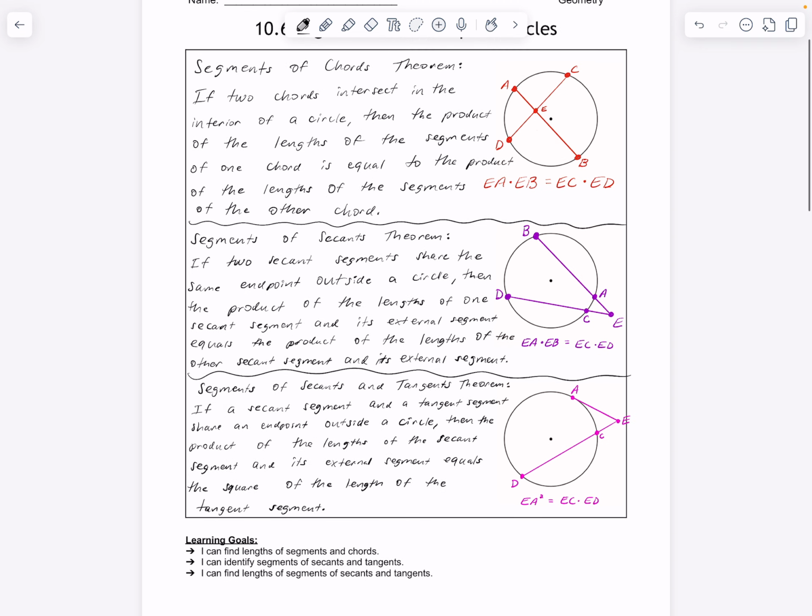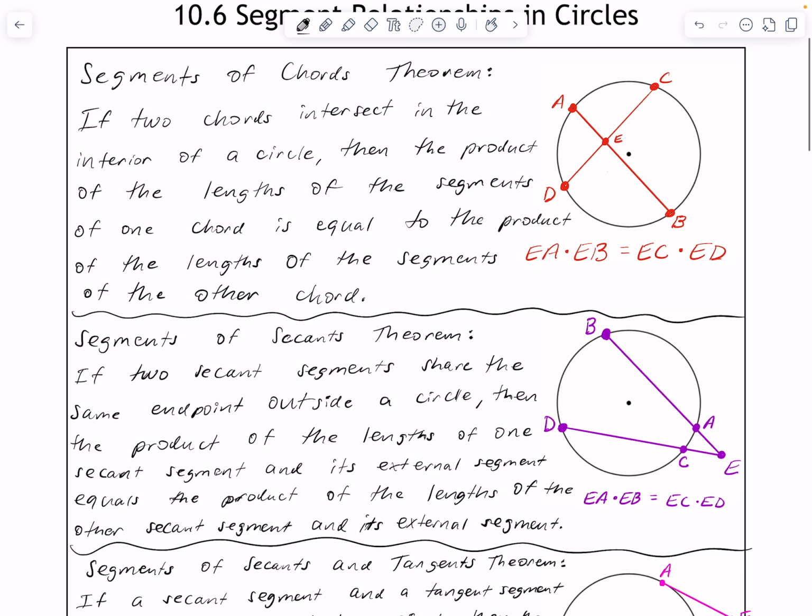So the first one is the segments of chords theorem. You can see here that if I have my chords AB and chords DC, all right, if they intersect on the interior of the circle, then I can say that each segment of the chord multiplied together, so the product of those two, will be equal to the product of the other 2 segments of the other chord. So you can see here I have EA times EB equals EC times ED. We'll be using that very soon.